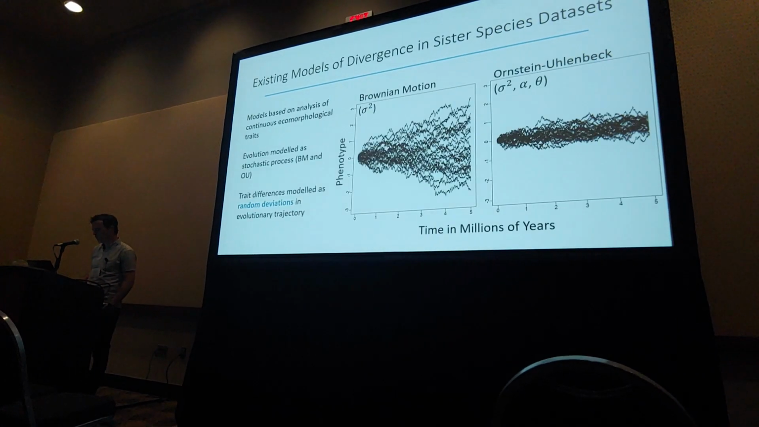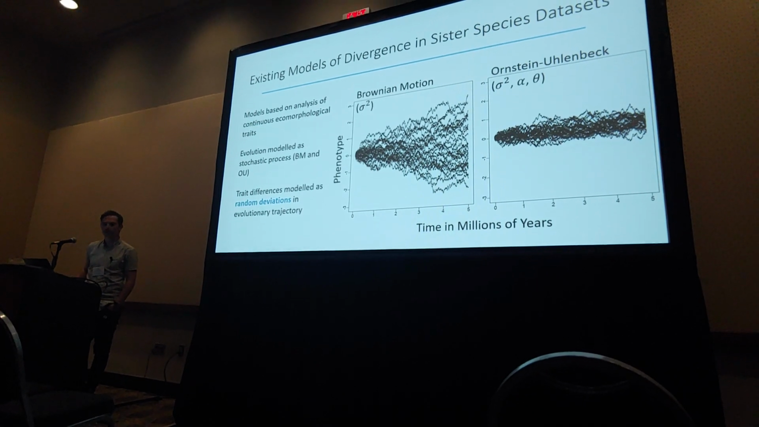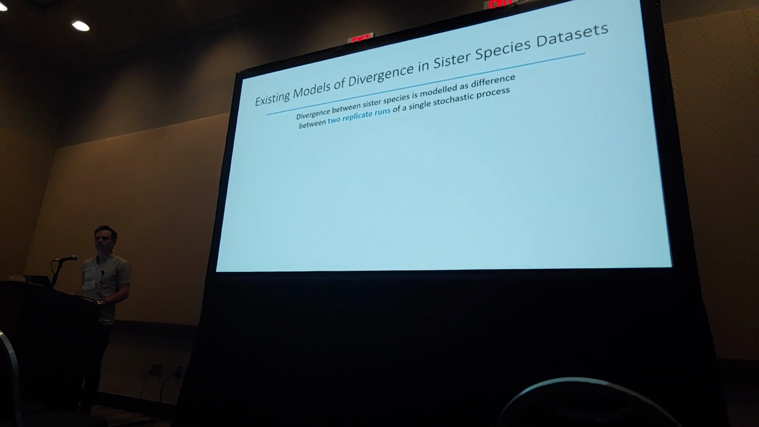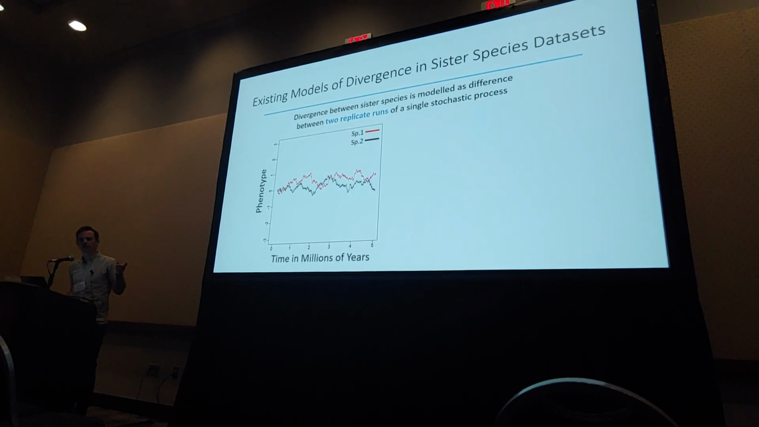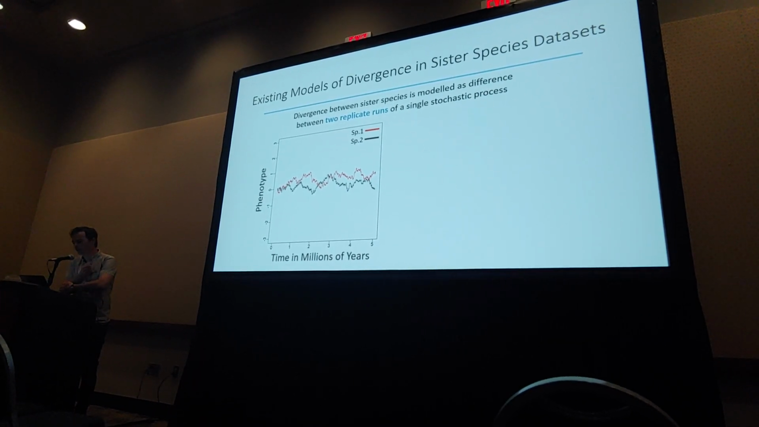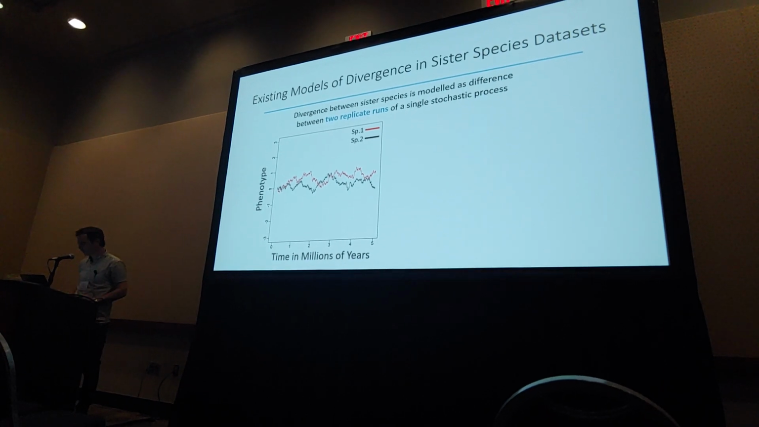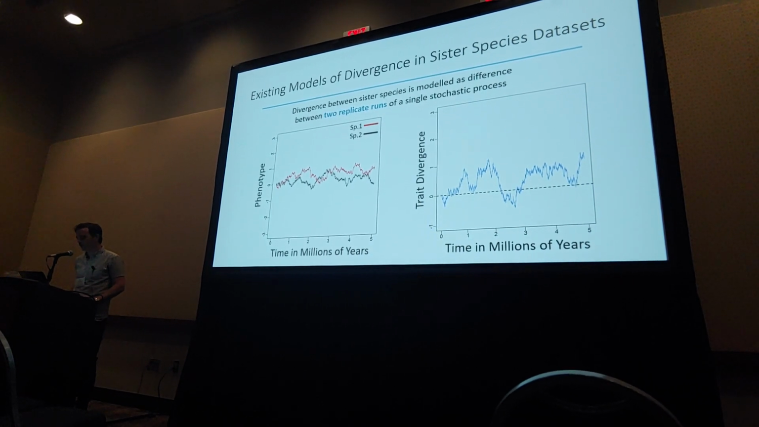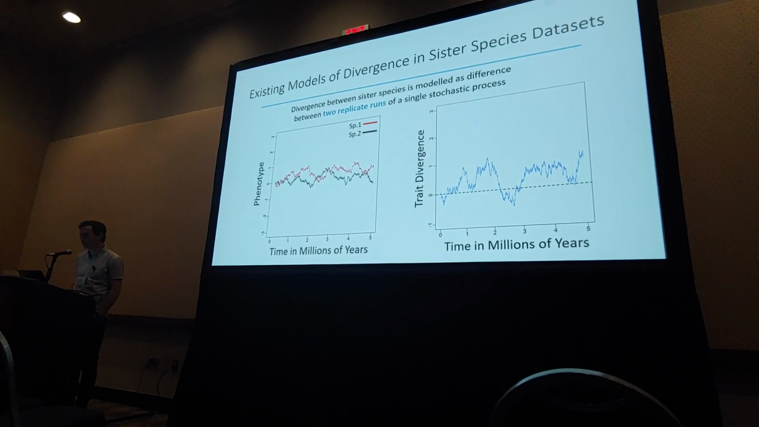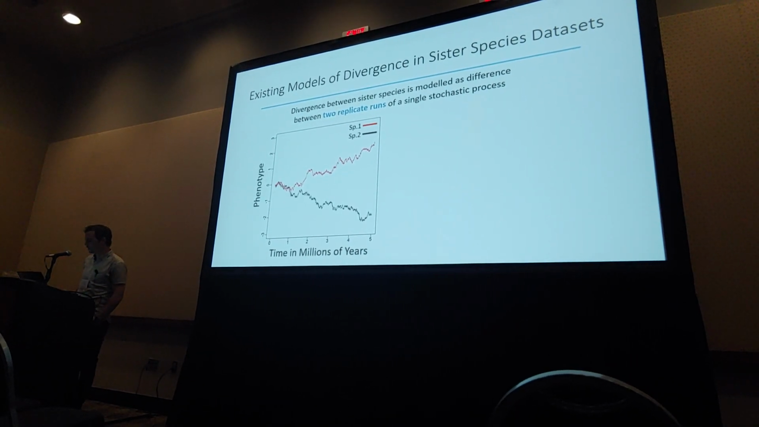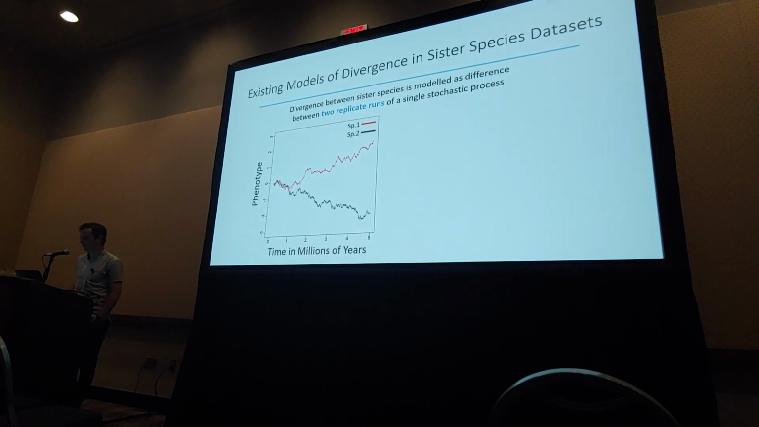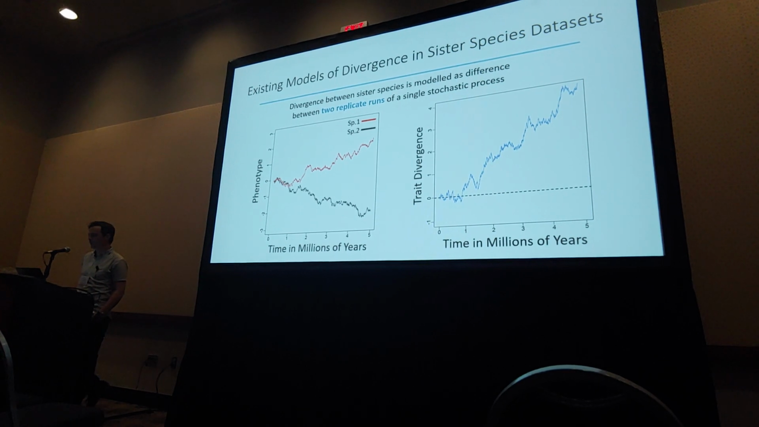And the trait differences in the current approaches are modeled as random deviation in evolutionary trajectory. What I mean by that is that the way the models currently work, divergence between sister species is modeled as the difference between two replicate runs of a single stochastic process. So imagine we have one sister pair here. There are two lineages, they're evolving randomly through time according to the same process. Their divergence also varies through time, and at the end of 5 million years, we have some positive divergence. Species 1 has a higher phenotype value than species 2. In this example, it's a different sister pair, but it's the exact same stochastic model. By chance, they've got a greater divergence through time, so the divergence has increased much quicker.